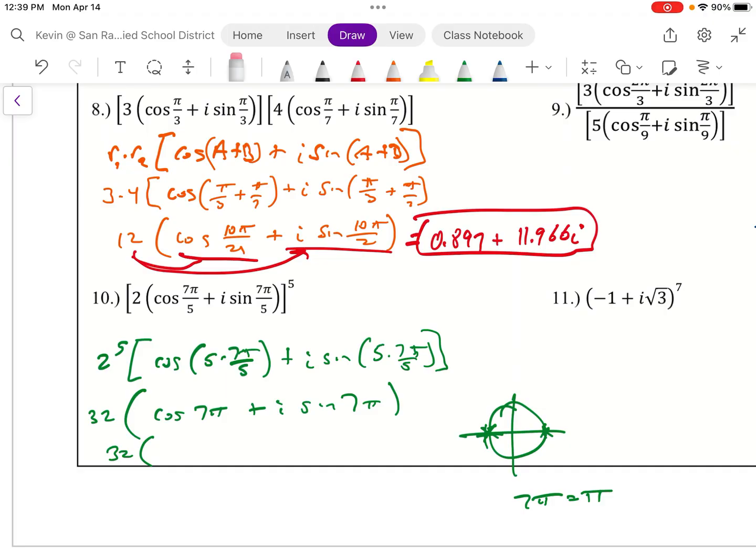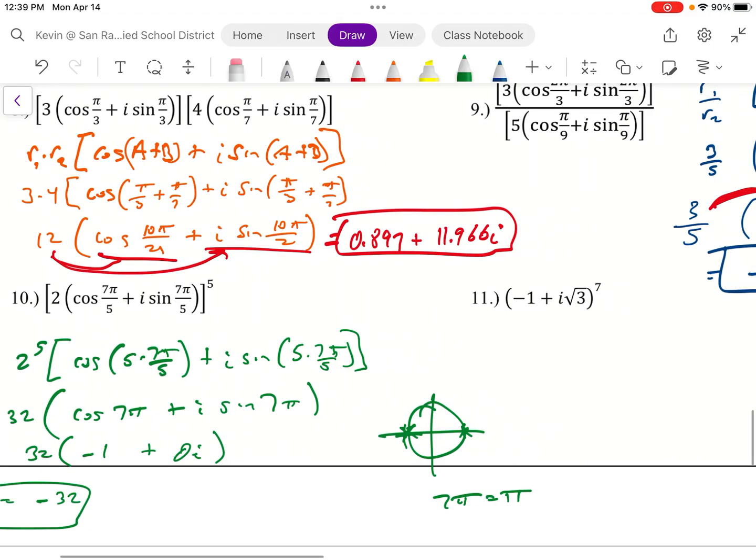What am I doing here? I don't know what I'm doing right there. Daydreaming. Oh, no, that's right. Cosine of 7 pi is negative 1. And then this is 0i. It's just 0. Right? So we're just going to multiply negative 32. That's it.